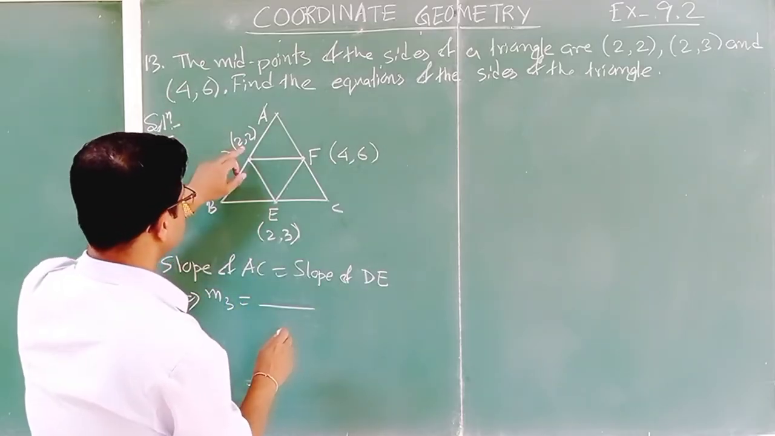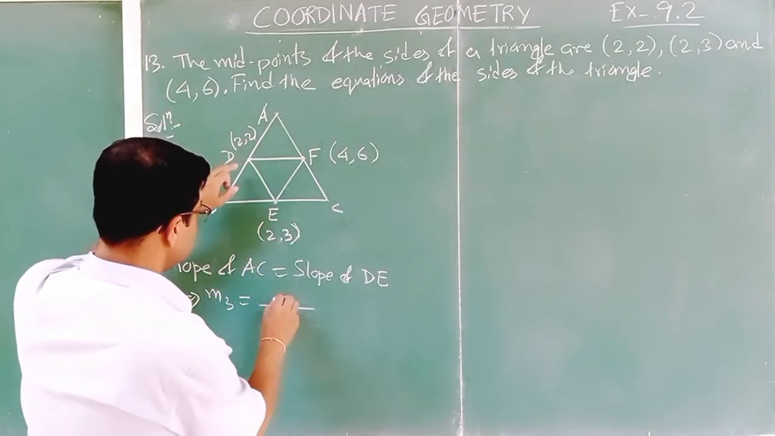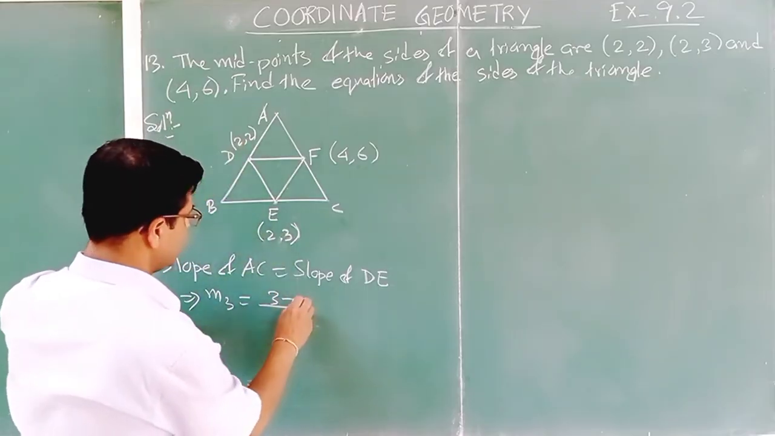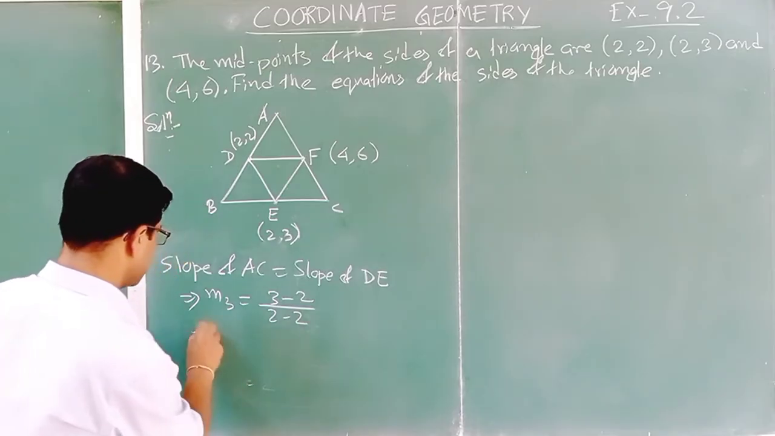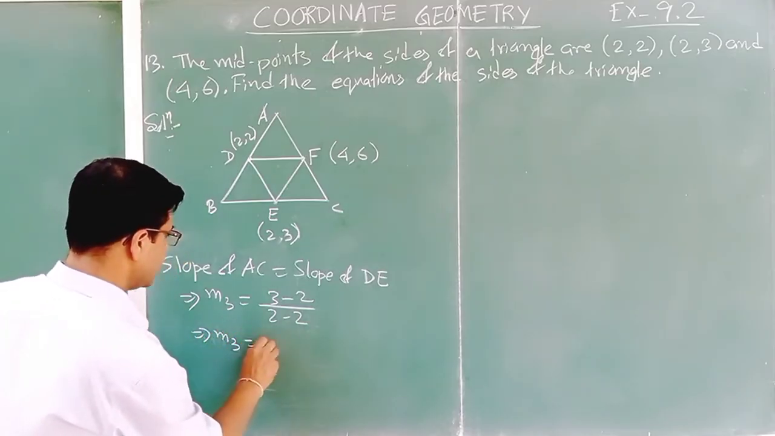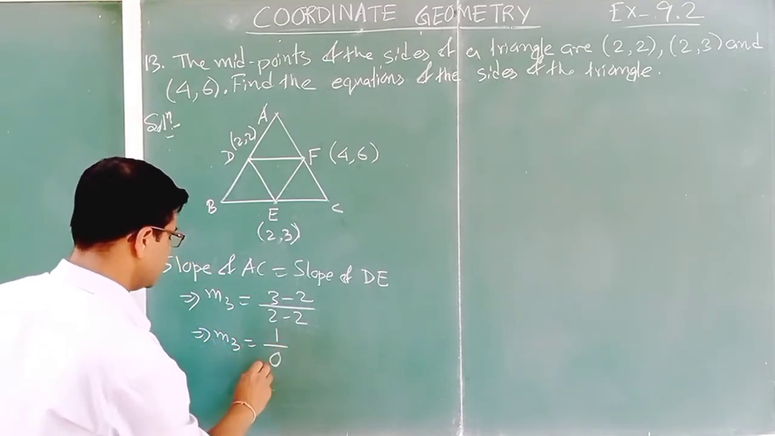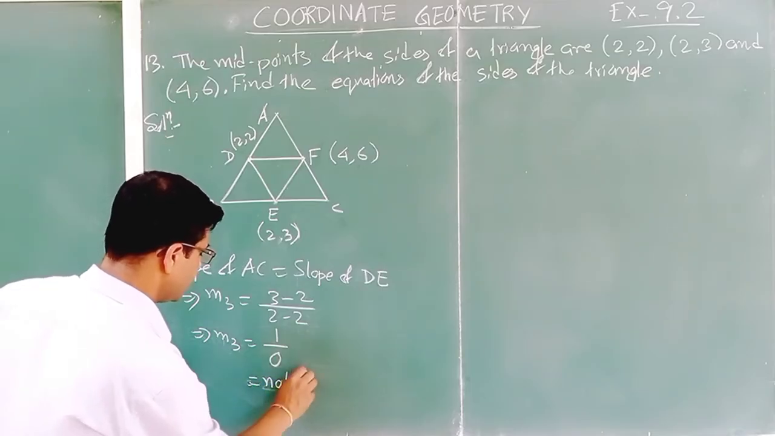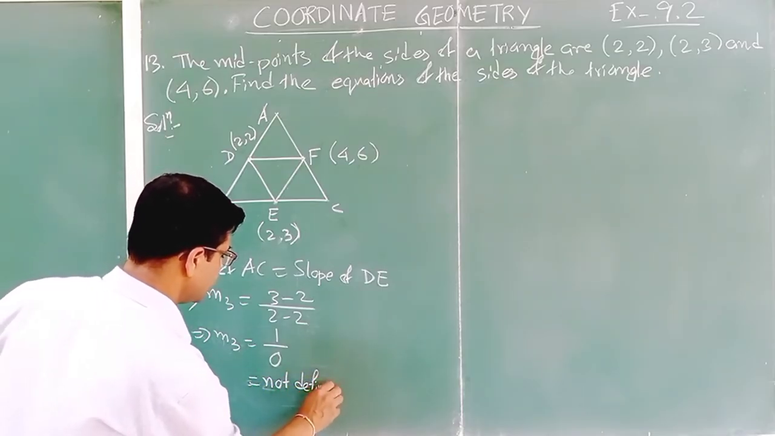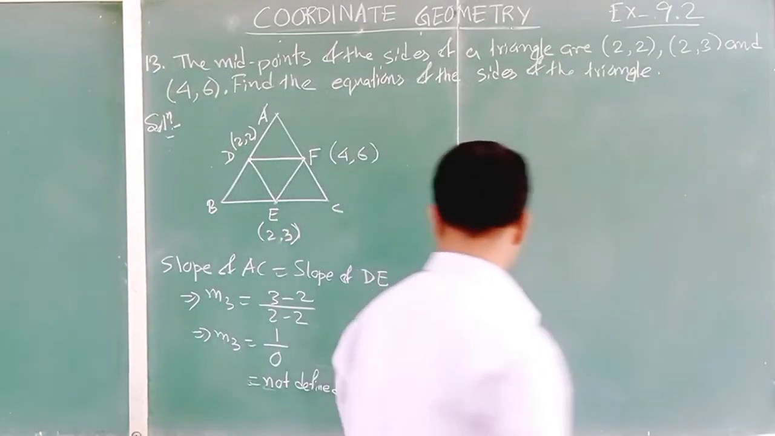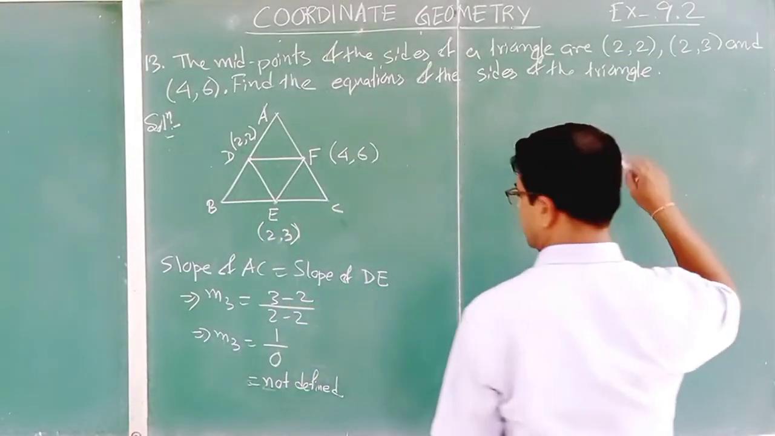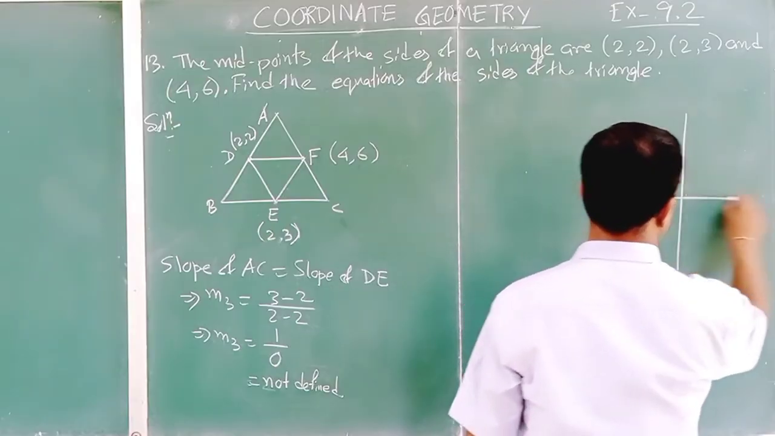Y2 minus Y1, that is, suppose 3 minus 2, 3, over X2 minus X1, 2 minus 2. Alright, there is something different we are getting. This is 1 by 0, that is, this is not defined. Okay, 1 by 0. Don't write infinity, the exact value we don't know, that's why it does not exist.